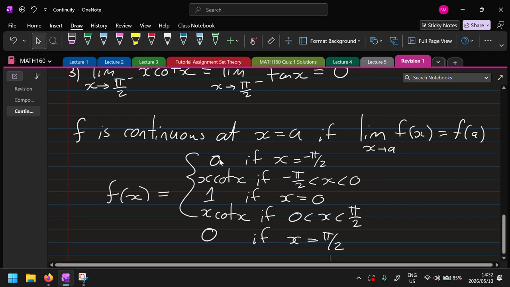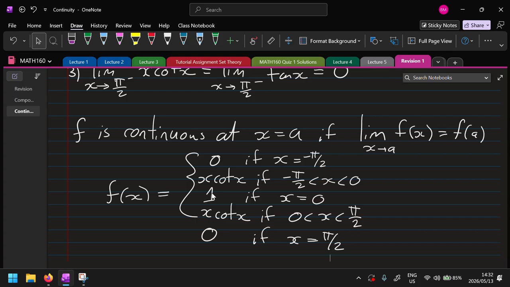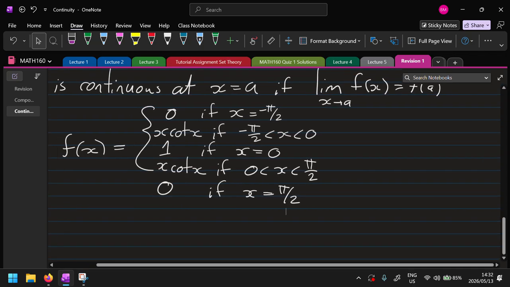What are these points called? What type of discontinuity was here? Not jump? Removable. It was removable discontinuity.